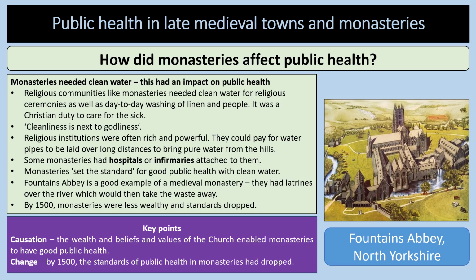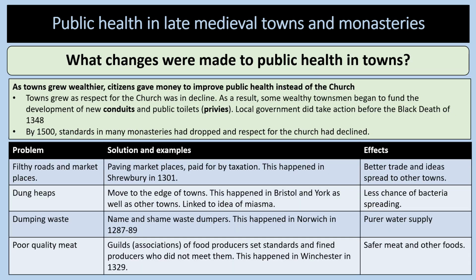But monasteries do set the standard for good public health with clean water. Fountains Abbey is a good example of a medieval monastery. It's in North Yorkshire. They had latrines, for example, over the river, which would take waste away. However, by 1500, monasteries were much less wealthy. Many monasteries were affected actually by the Black Death, and standards in monasteries had dropped by the end of medieval times. So that's a really important focus in terms of change, that we have a changing standard in the quality of public health in monasteries.